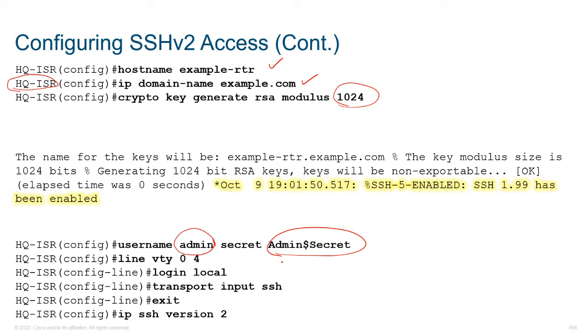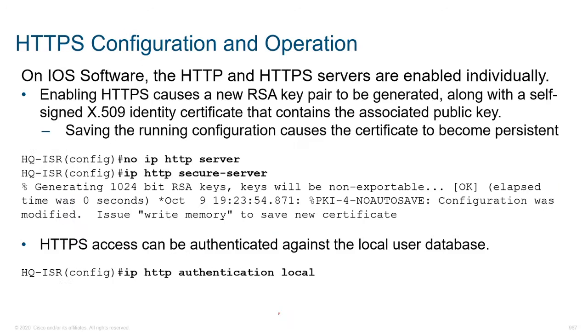And then we need to log into our VTY lines. We'll do a login local if we want to use that local user account. And then that transport input SSH says, hey, VTY lines, I only want to allow SSH. I don't want to use any telnet. Last but not least, we have to make sure that we actually enable SSH version 2.